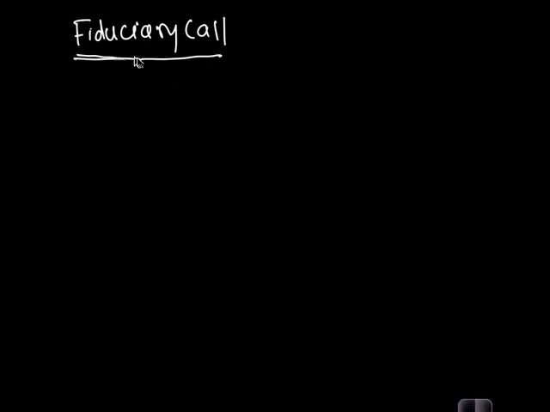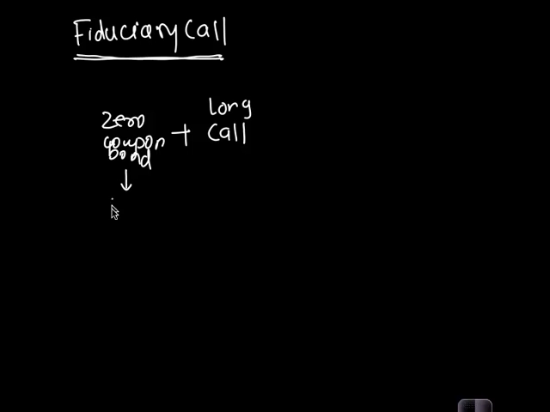A fiduciary call is purchasing a zero coupon bond and having a long call position. You purchase a zero coupon bond and you take a long call position. Now the condition is that the face value of the zero coupon bond and the strike price of long call have to be same.